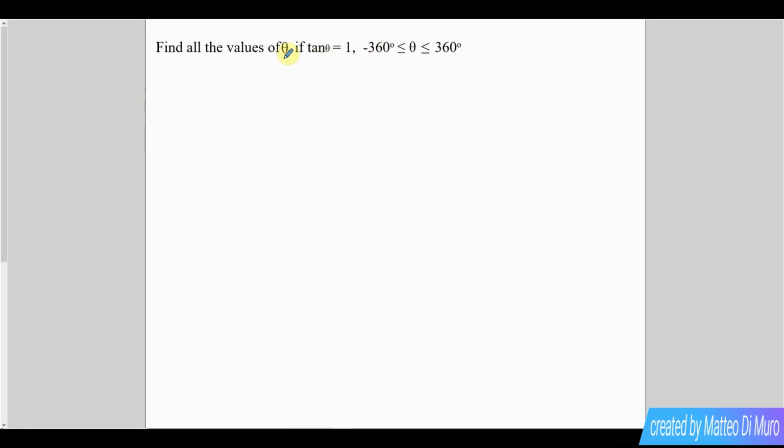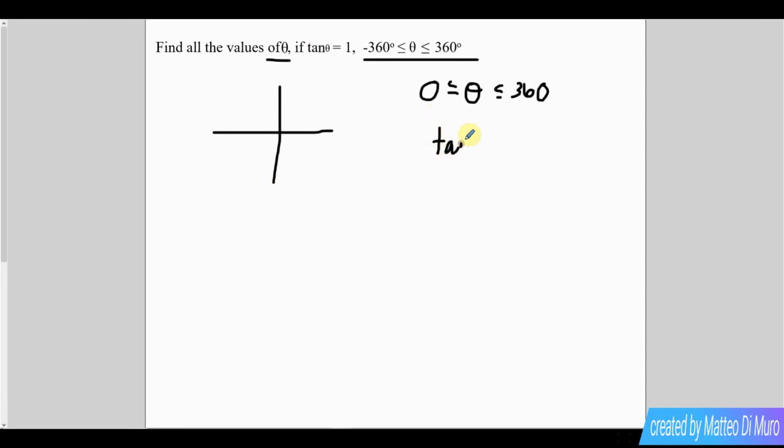So here we go. We were going to figure out all the values of theta if tan theta equals 1. And it's on this interval. So this is a big interval, negative 360 to positive 360. So what I recommend doing is we're going to split it up, and we're going to look at just the positive side first. Okay, Mama used to say, look at the positives first.